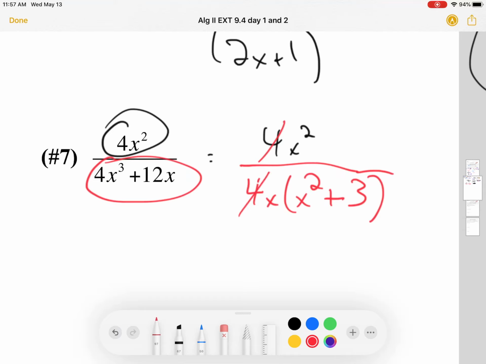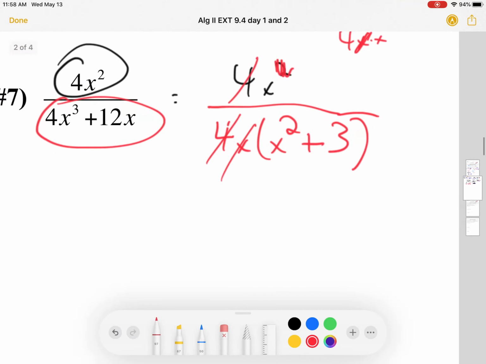Now, I have a 4 here and a 4 here. Those go bye-bye. Now I have x squared. This is an x squared on top and only an x to the first power there. So when I cancel these out, remember I technically have 2 x's on top and 1 on bottom. So this guy goes bye-bye and only the squared goes away because x squared is really x times x. On top, I really had 4x times x. So only one of those x's goes away. So I am left with x over x squared plus 3.